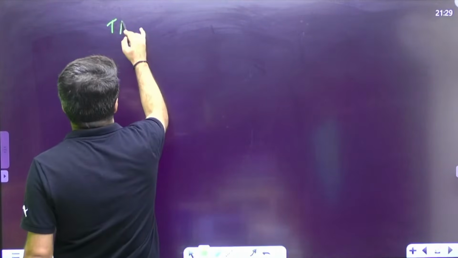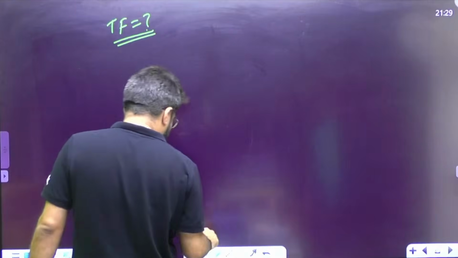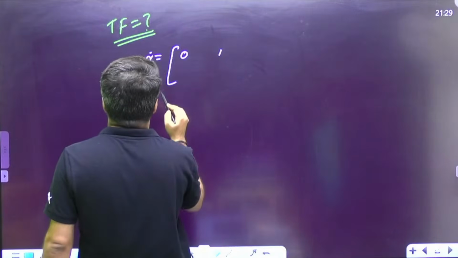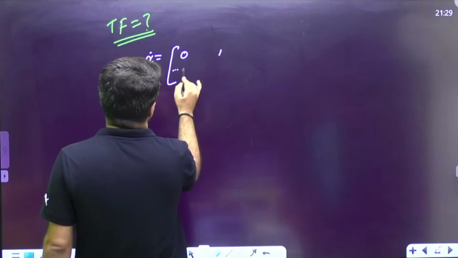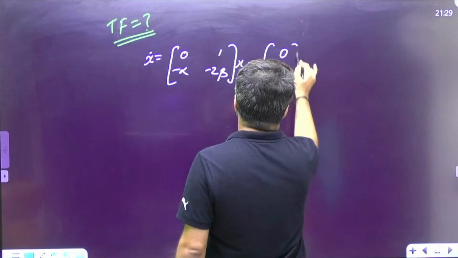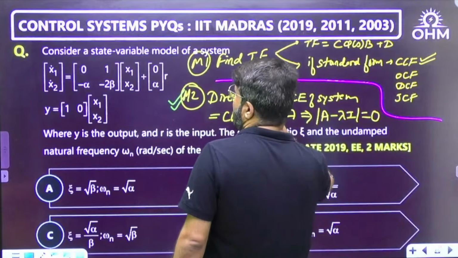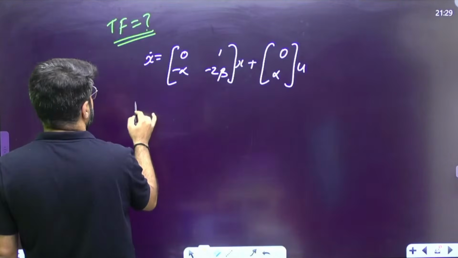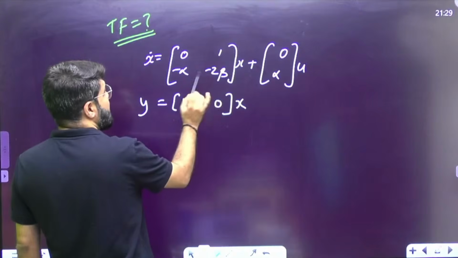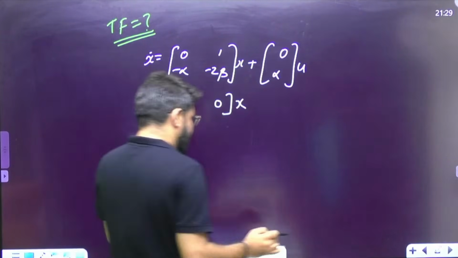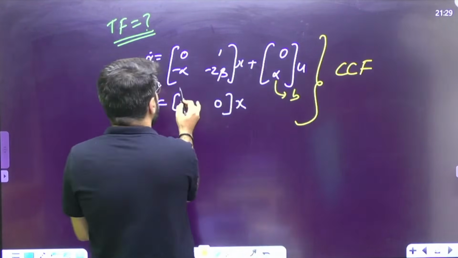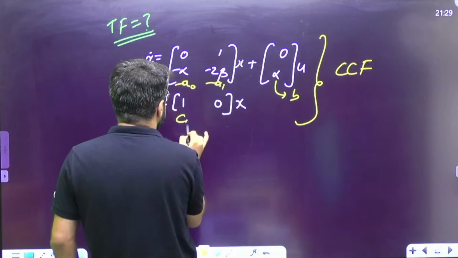Okay, if I wanted transfer function, I'll write down the model again. My model was x dot equal to 0, 1 and minus alpha, minus 2 beta, into x plus 0, alpha into u, 0 and alpha only, na? Yeah, and y equal to 1, 0 x. Okay, 0, 1, minus a0, minus a1, 0, b, c0, c1. Very clearly, this is the CCF model given. Okay, where this will be b value. Okay, this is minus a0, minus a1 and this is c0 and c1.